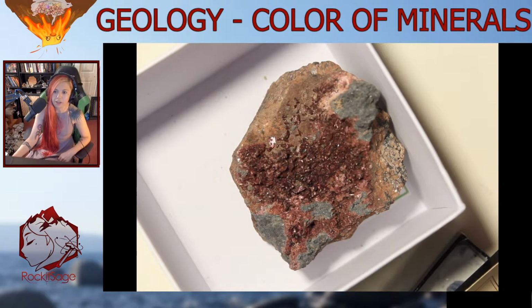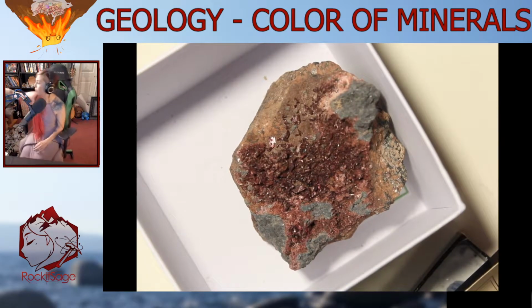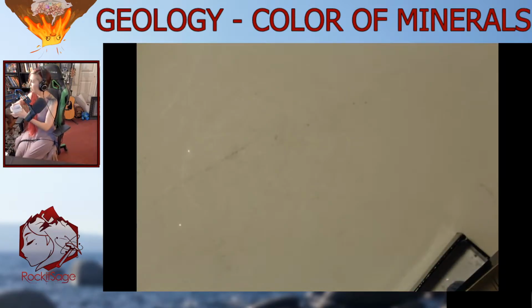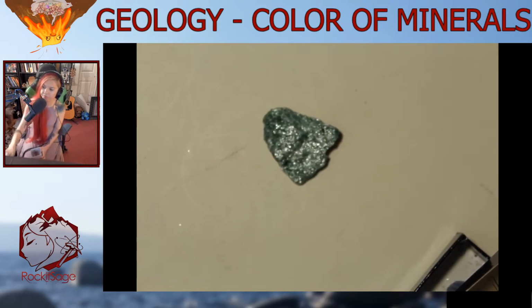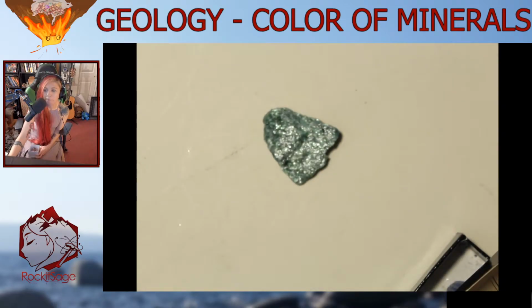Chromium, on the other hand, can produce the color orange-red in the mineral crocoite, but I don't have a sample of that. It's a gorgeous mineral, and it is a bright red. Conversely, chromium is also the reason fuchsite is green. So it's quite strange how very, very different it can be when it's housed alongside different elements.